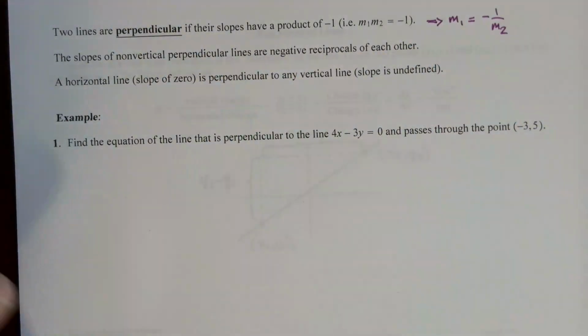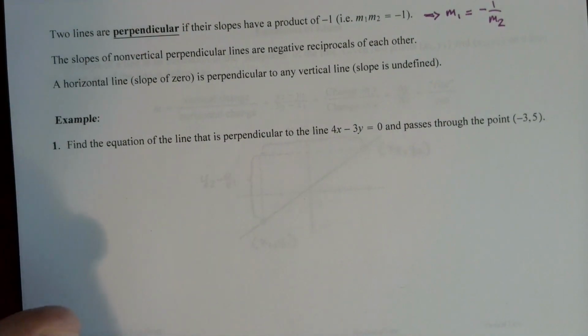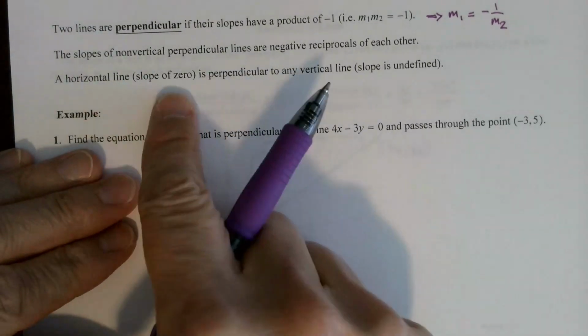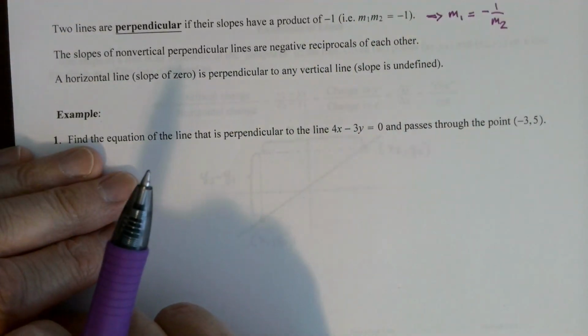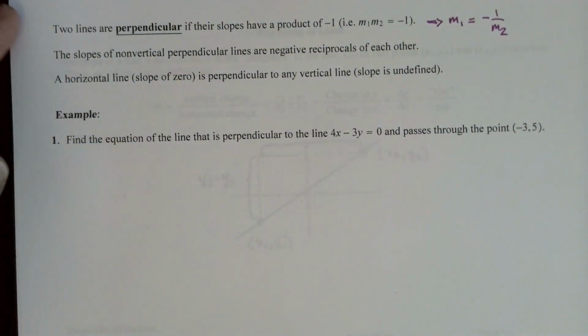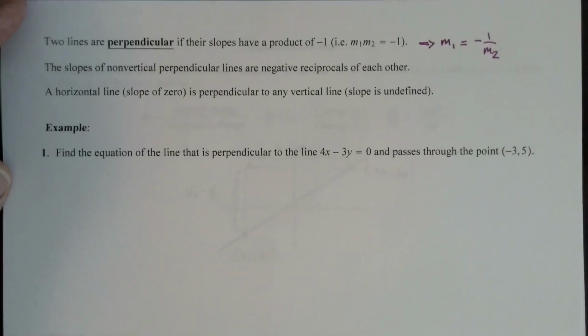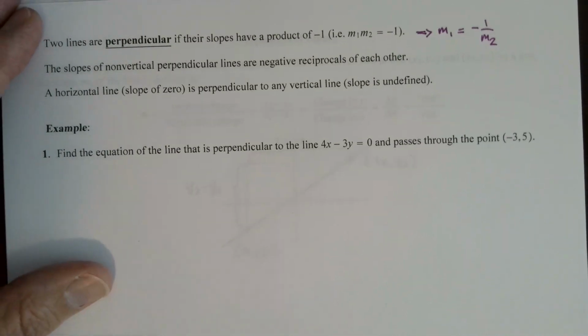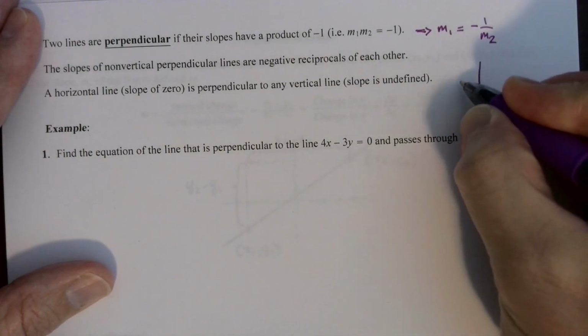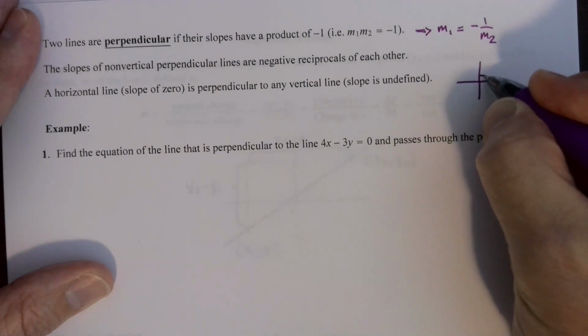So if the slope of the line is 2, a perpendicular line would have slope of what? Negative 1/2. If the slope of the line was 2/3, then the slope of the perpendicular line would be negative 3/2. And so on. A horizontal line of slope 0 is perpendicular to any vertical line where the slope is undefined. Okay. Of course, what do we know geometrically for perpendicular lines? They intersect at what? Right angles, or 90 degrees, right? So if we're talking about perpendicular lines, then they intersect at 90 degrees.